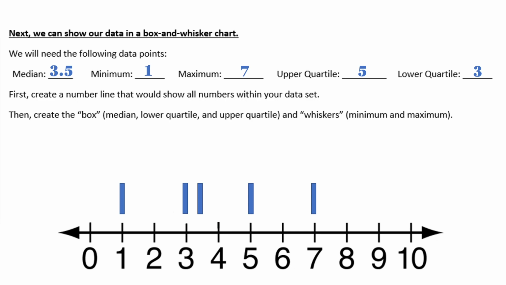Now that we have all of our lines represented on our box and whisker plot, we have to create a box using our median, lower quartile, and upper quartile, and the whiskers, which will connect our box to our minimum and our maximum. So if I create this box, the next thing I need to do is create my whiskers. And we should note that the box is always going to be the middle 3 and the whiskers are going to be on the outside, just like whiskers would happen normally.